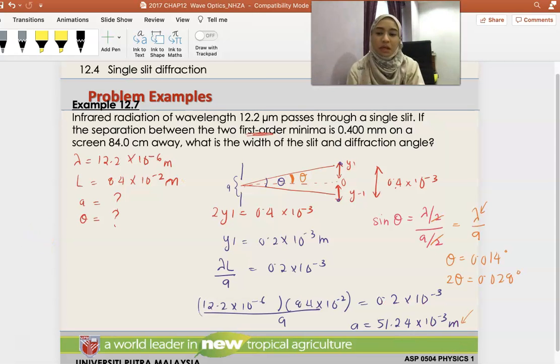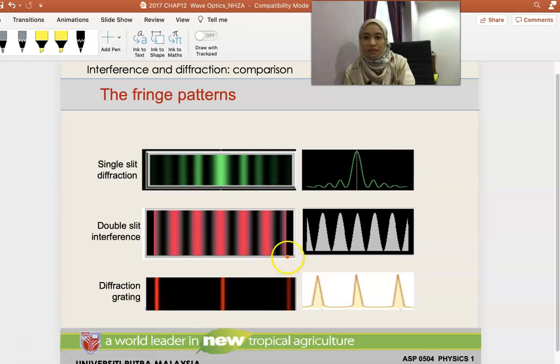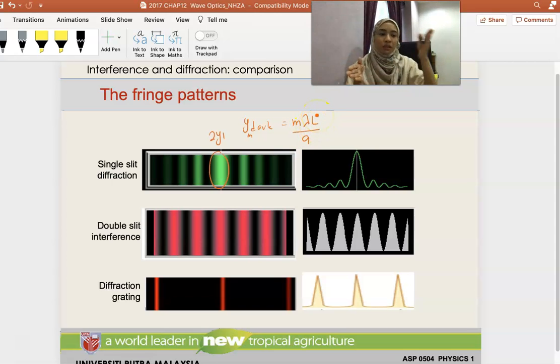Okay, so now to summarize, a single slit diffraction has a central band maximum. This is given by 2y1. The equation is given by y dark. Okay, ym dark is equal to m lambda L over A. A is the width of the slit, m is your order number, lambda is your wavelength, and L is the distance from the slit to the screen. Your y will only give you the positions of these dudes.